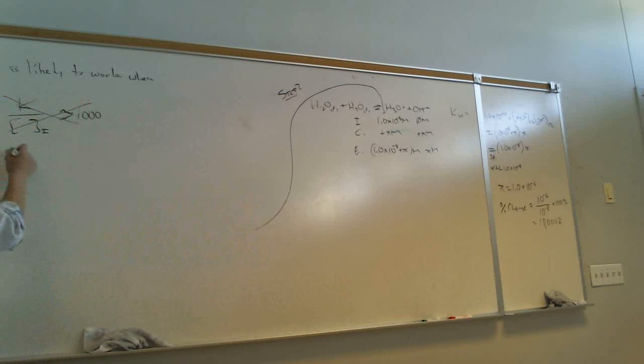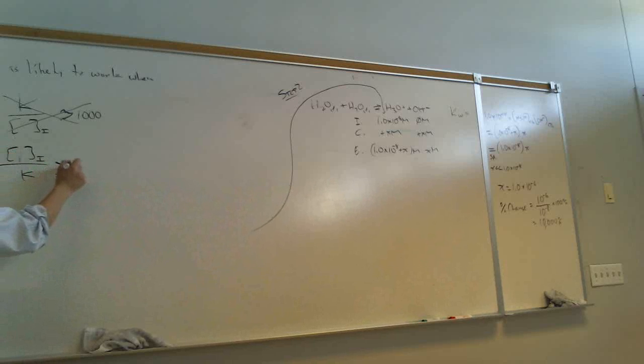Let me change that. The initial over K, we want a small k and a big initial, right? Small k, big initial, let's say greater than 1,000. Then it's like it.